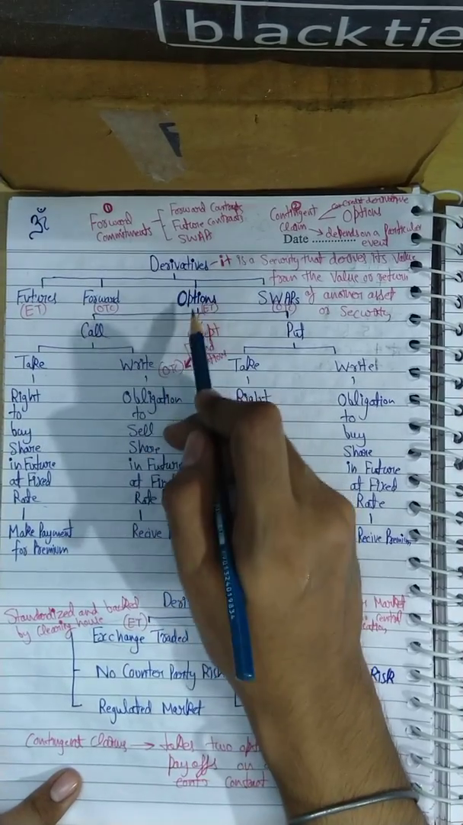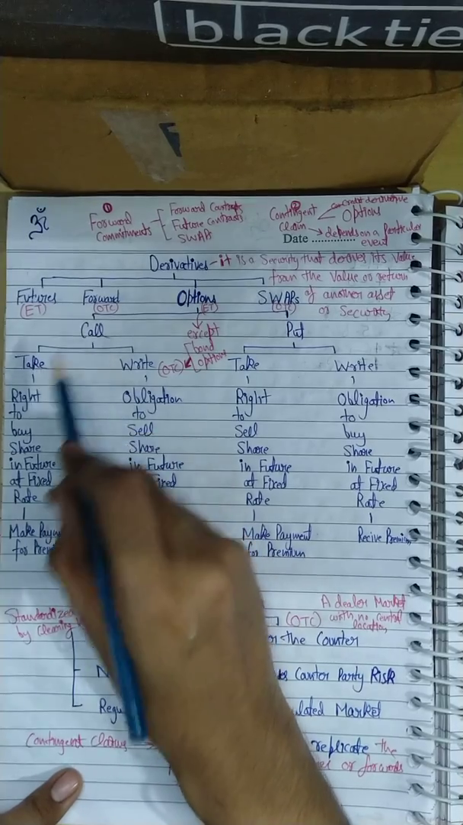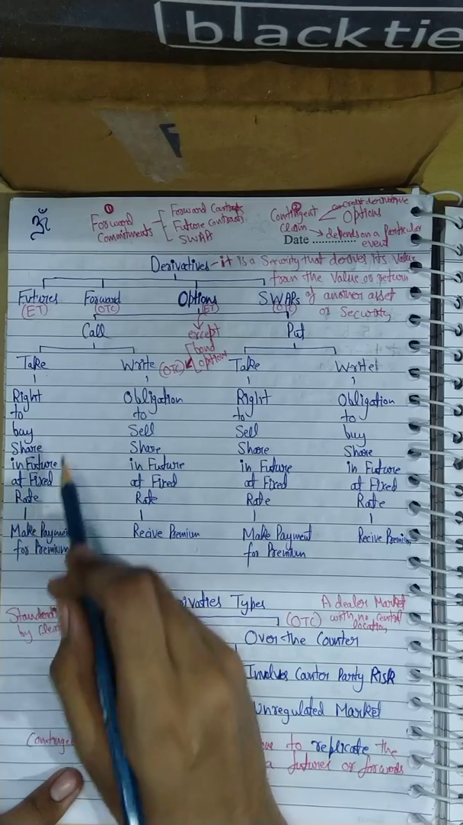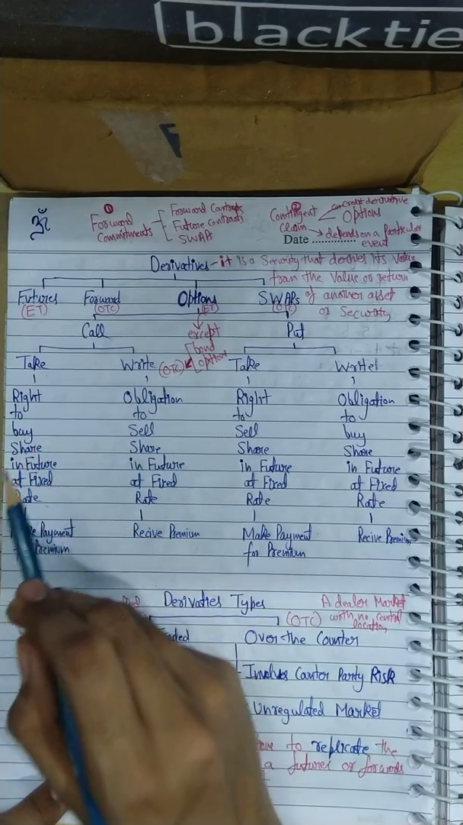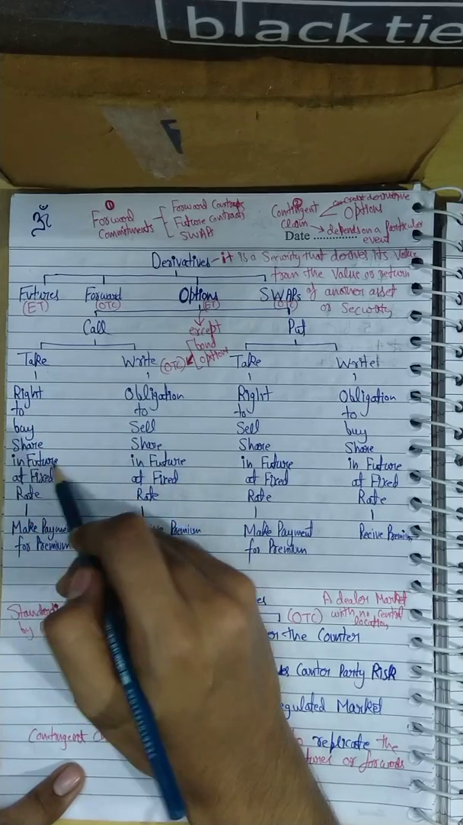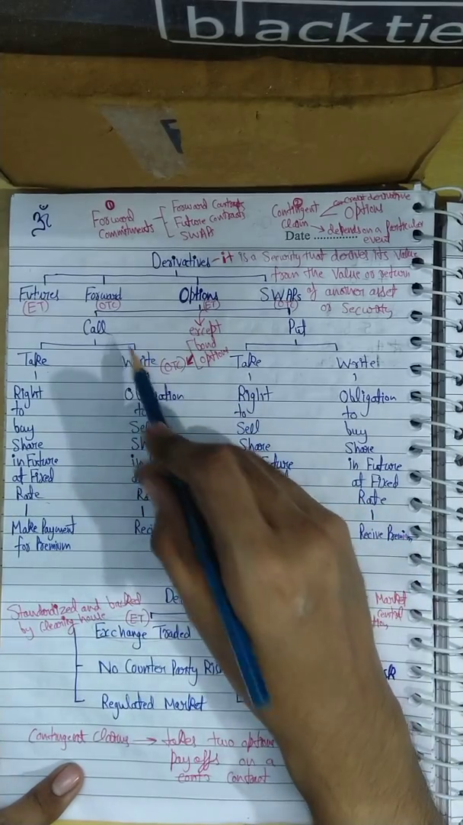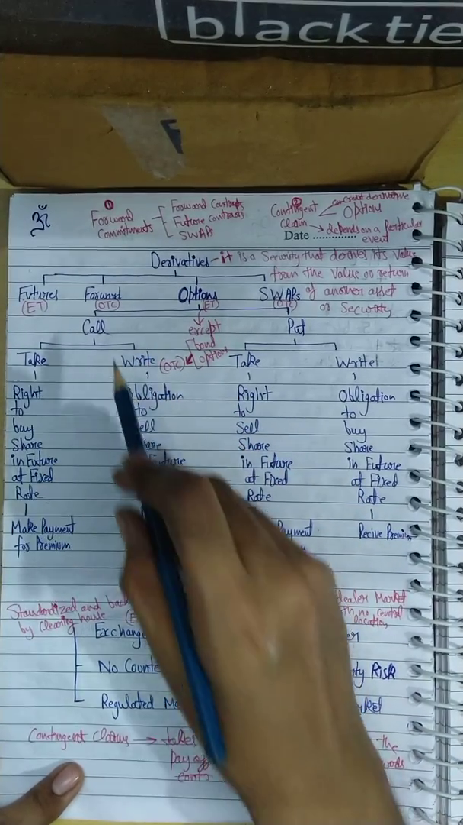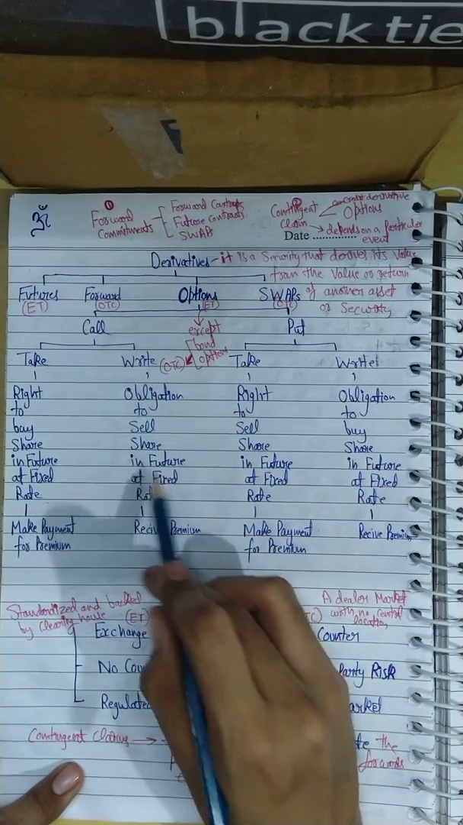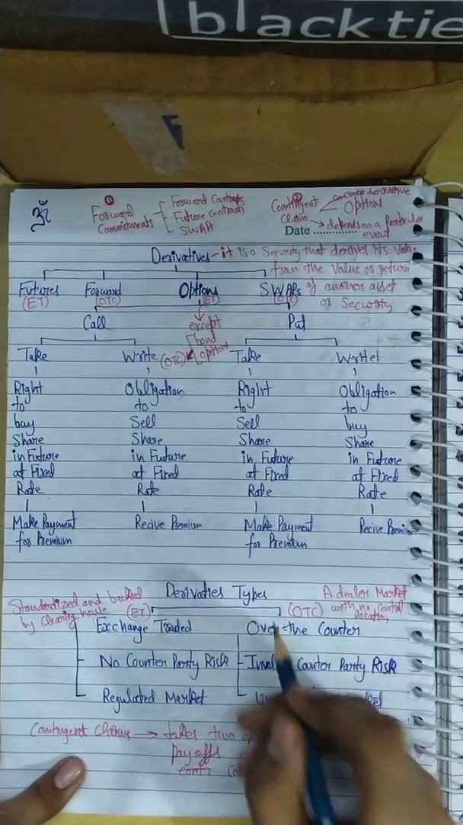If you see the options first, there are two types of options: call and put. If you take the call, you have the right to buy the share in future at fixed rate, but there is no obligation that you have to buy. After taking a call, you get the right to buy share in future at fixed rate. So you have to make a payment for premium. If you write a call, then you get the obligation to sell the shares in future at fixed rate. Therefore you receive premium because you are taking obligation.